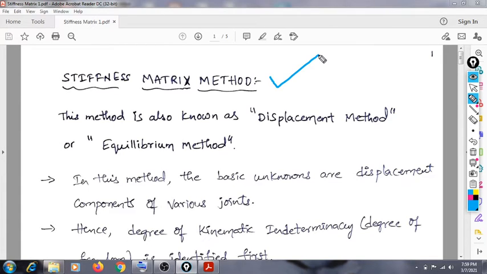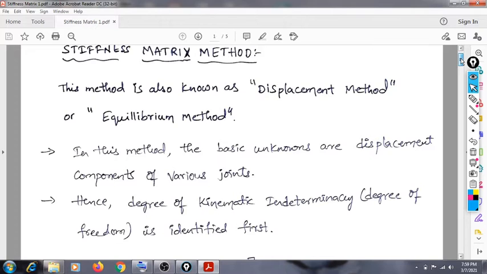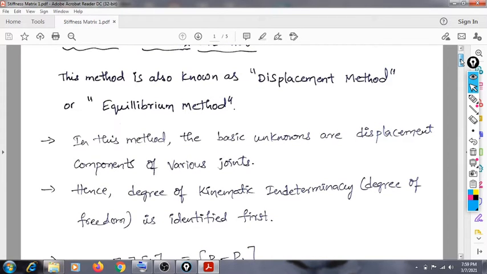So this is one of the matrix methods we have. This is called the stiffness matrix method, and it is also called the displacement method or equilibrium method. Coming to a few basics of this method, the first point we can discuss is that in this method the basic unknowns are displacement components of various joints. So here we have to find the displacements of various joints. How the displacements are found, and with which method, is briefly explained in this video.